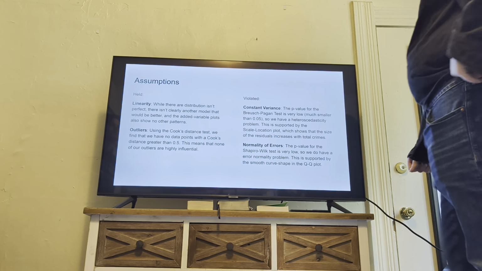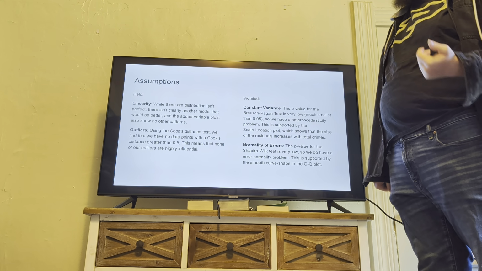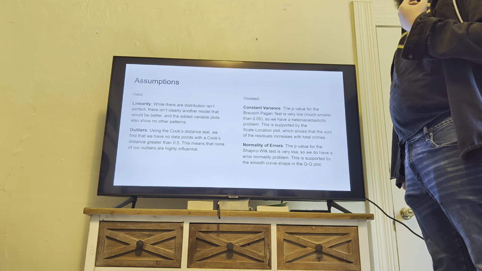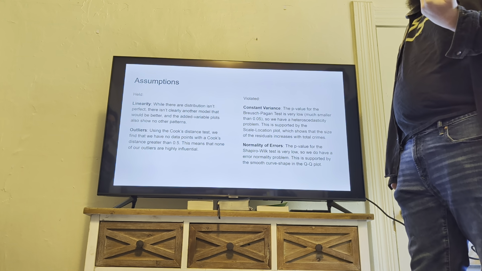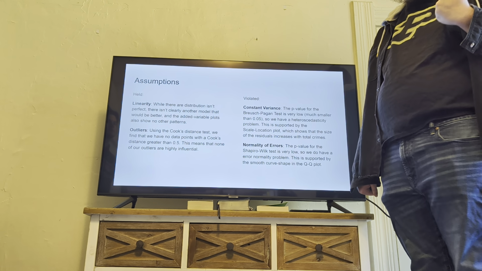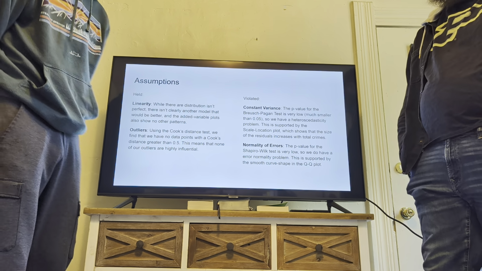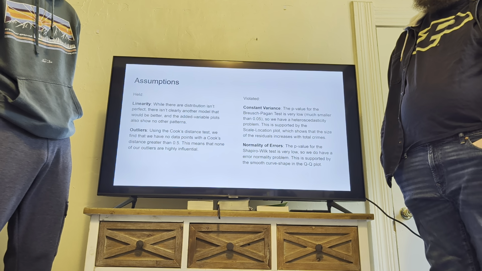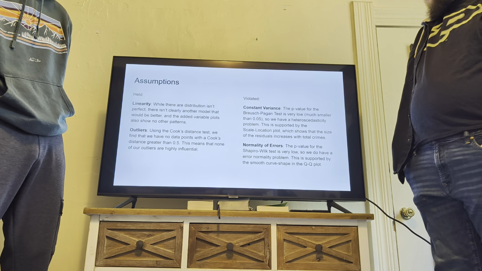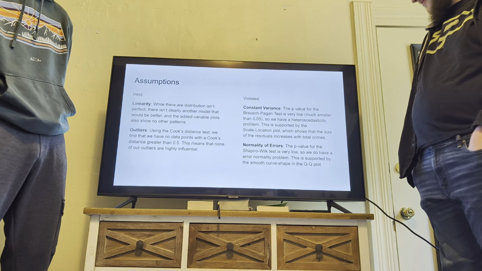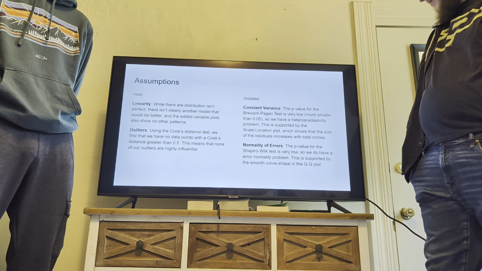As you can see with the Breusch-Pagan test, the p-value was low, which suggests that we have heteroscedasticity. This is supported by the graph of the scale location plot, which shows that the size of the residuals increase as the fitted values increase. Another violated assumption is the normality of errors. As we can see, the p-value for the Shapiro test is very low, so we do have an error normality problem, and this is supported by the curve shape of the QQ plots.